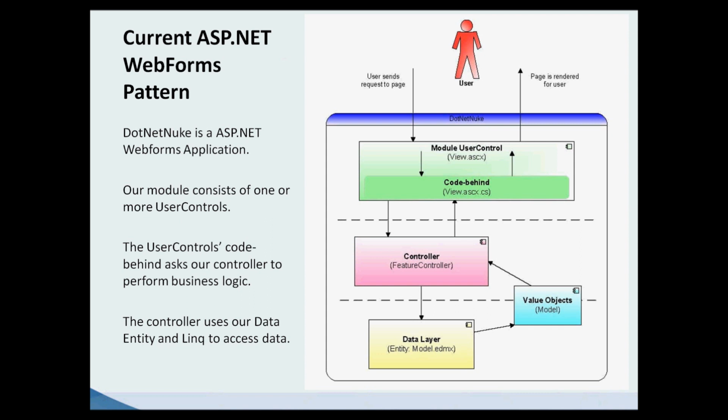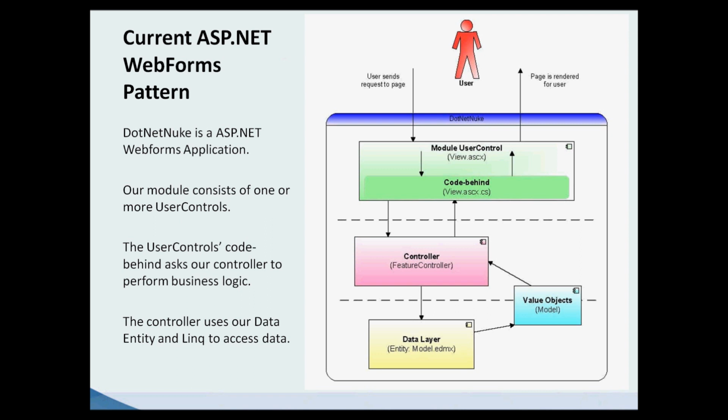Using the view control as an example, this diagram shows the typical system flow. The user interacts with the view, or the user control, which then asks for logic from the controller class, which then asks our Entity Framework class for the data. Now this controller class, don't confuse it with an MVC type controller. This is really a convention that .NET Nuke uses. It's simply a business object class, which we called our feature controller.